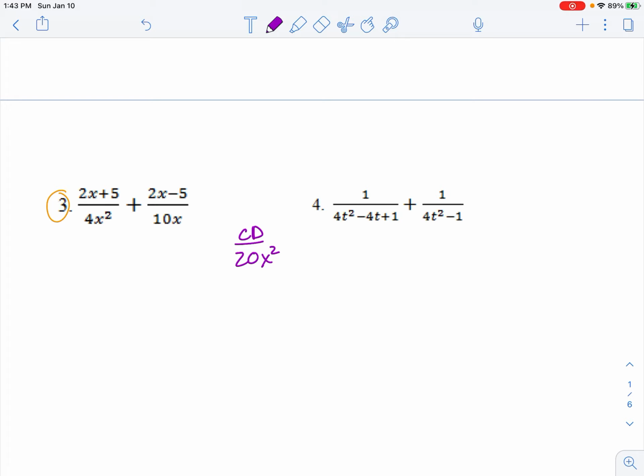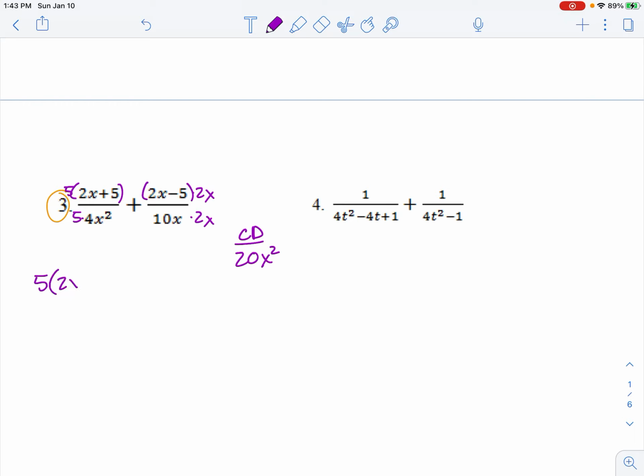For the left-hand fraction here, I need to multiply by 5 on the top and the bottom. For my right-hand fraction, I need to multiply by 2x in order to get that common denominator. But notice I'm throwing in parentheses. Here, try not to skip too many steps.